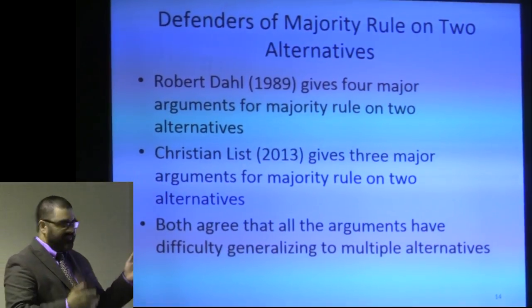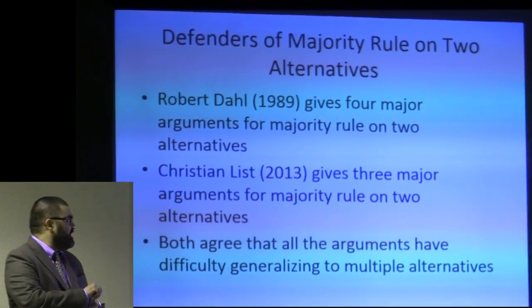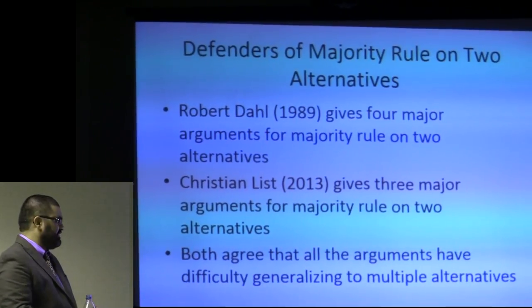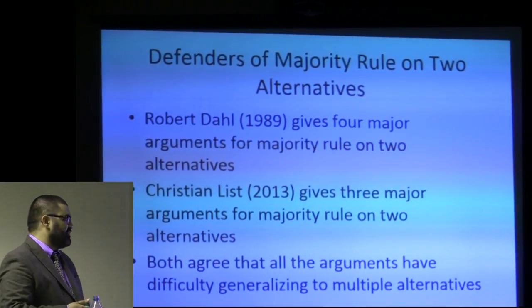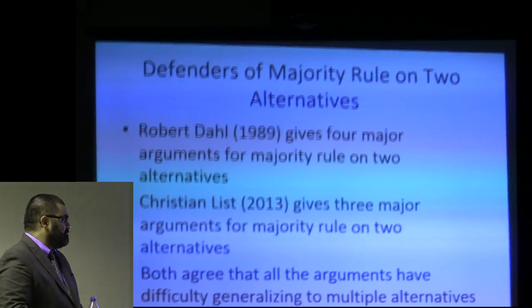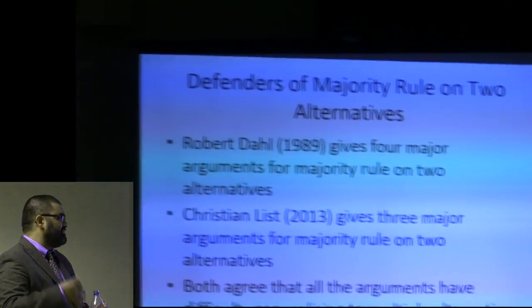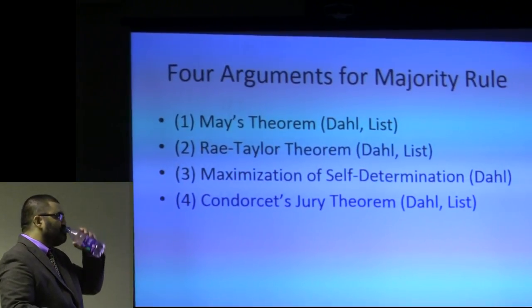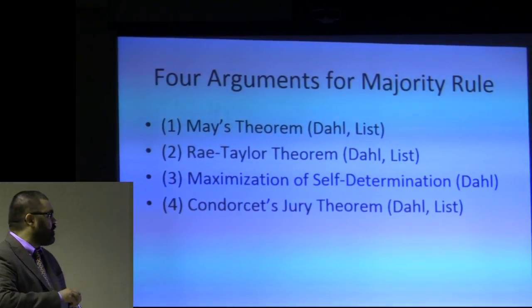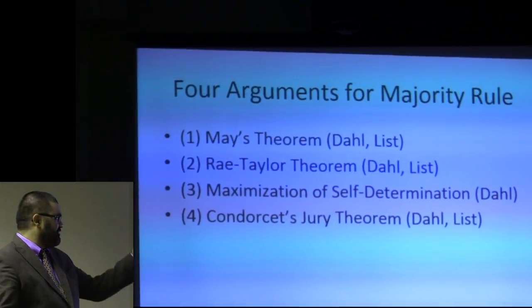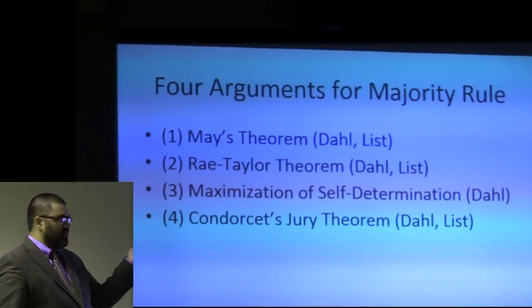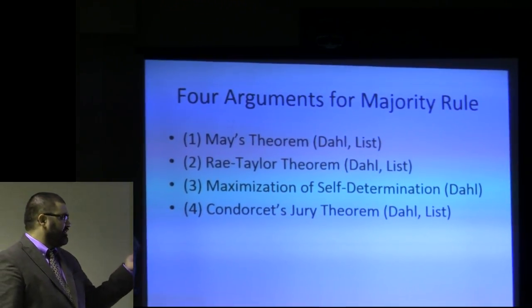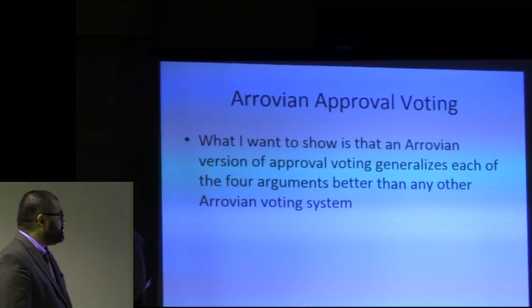There are various defenders of majority rule on two alternatives. These are like Robert Dahl, who gives four major arguments, and Christian List, who more recently gives three major arguments for majority rule on two alternatives. But both agree that all the arguments have difficulty generalizing to multiple alternatives. So these are roughly the four arguments: May's theorem, given by both Dahl and List; the Condorcet jury theorem, given by both; maximization of self-determination, given by Dahl alone; and the Gray-Taylor theorem, given by both.